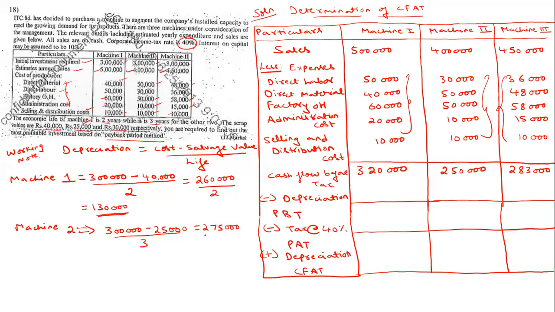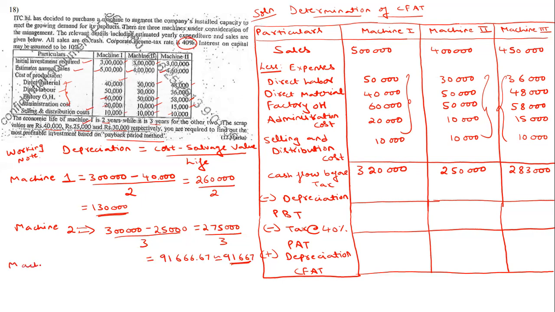2,75,000, which we get from substituting 25,000 against the initial investment of 3 lakhs, divided by 3, and then your depreciation amount happens to be 91,666.67. Approximately, you can say 91,667 as the depreciation for machine 2.